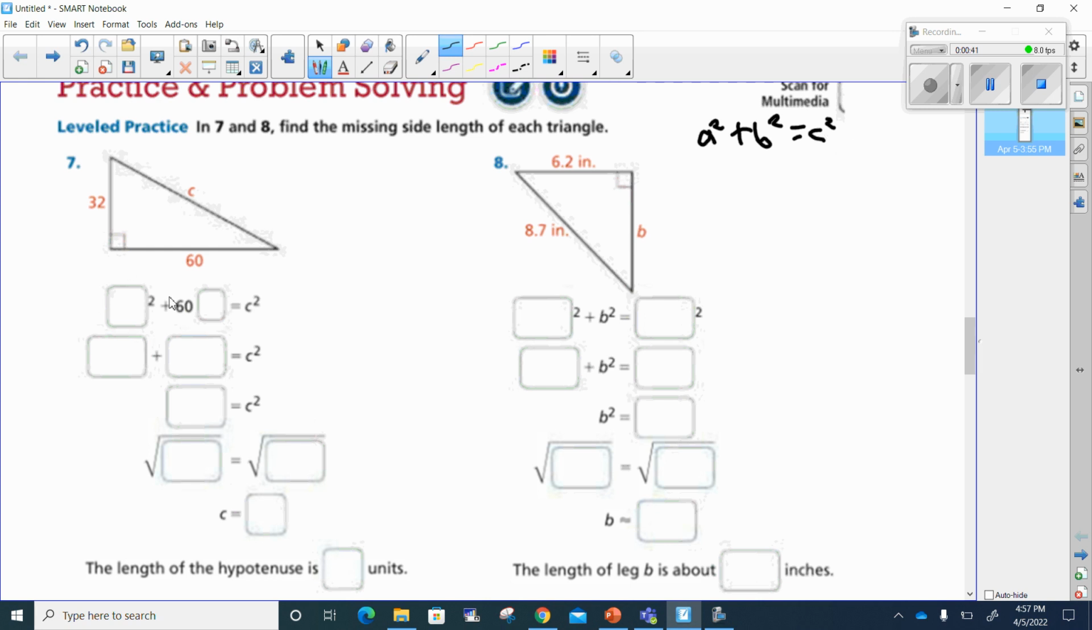So let's start over here. We're looking at the two smaller sides that equal the bigger one, right? So the two sides here that are 32 and 60. Since this says 60, I know this has to be 32. And I know that we're squaring everything thanks to our formula, so this next to the 60 must be squared. Now we got to take 32 and square it.